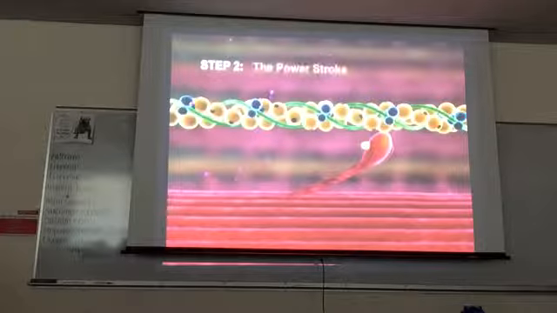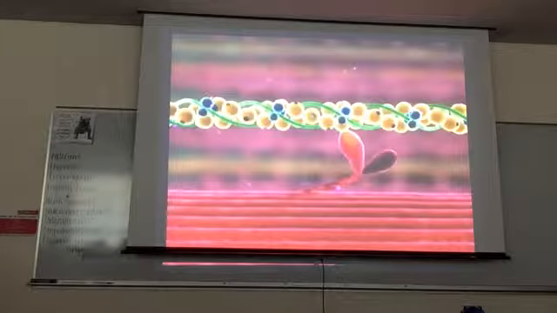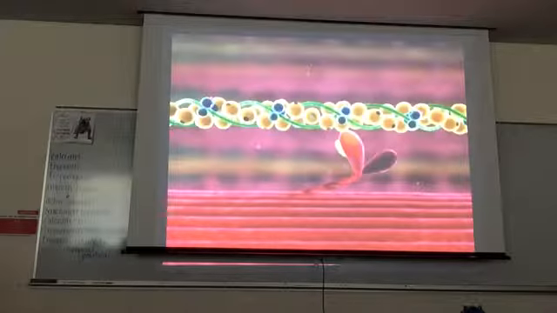Step 2. The power stroke. ADP is released and the activated myosin head pivots, sliding the thin myofilament toward the center of the sarcomere. Step 3. Cross-bridge detachment. When another ATP binds to the myosin head, the link between the myosin head and actin weakens, and the myosin head detaches.